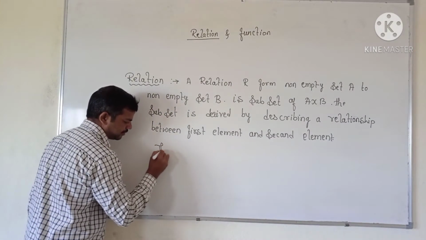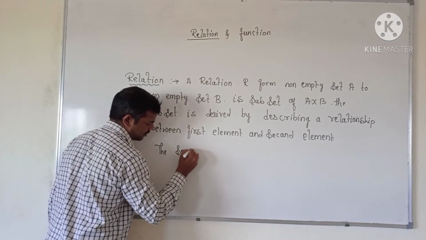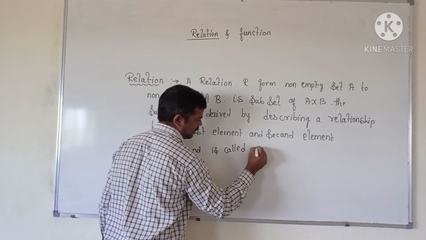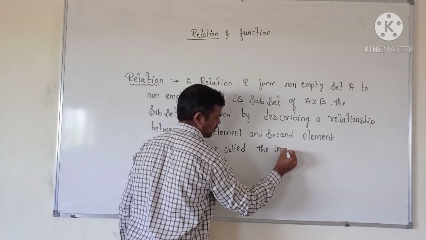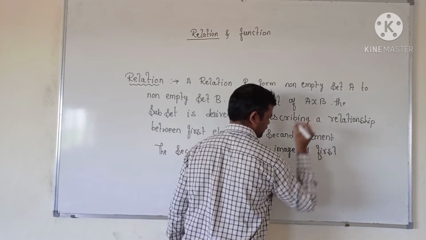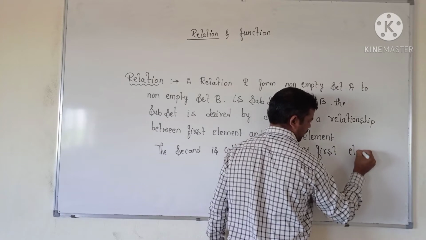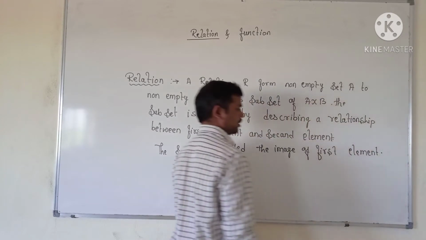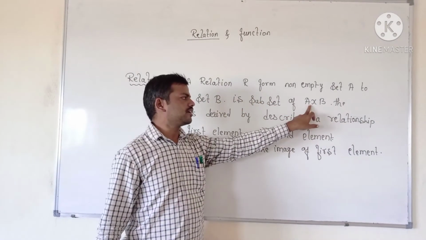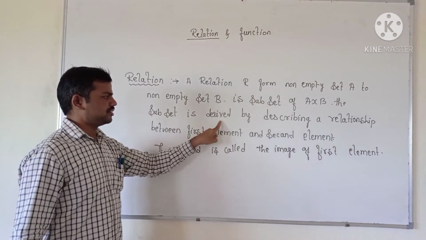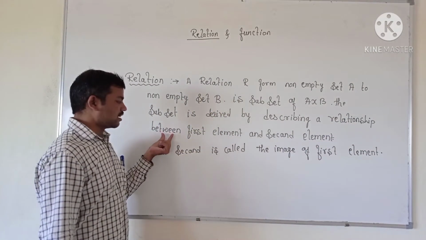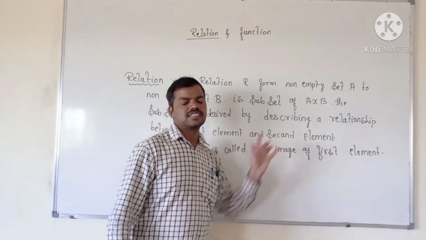The second element is called the image of the first element. Image of first element. So this is about the relation. A relation is also nothing but a subset of Cartesian product, and the subset is derived by describing a relationship between the first element and second element.